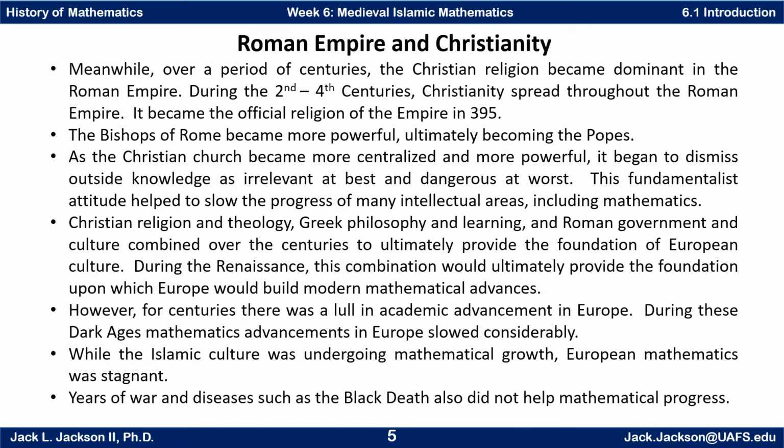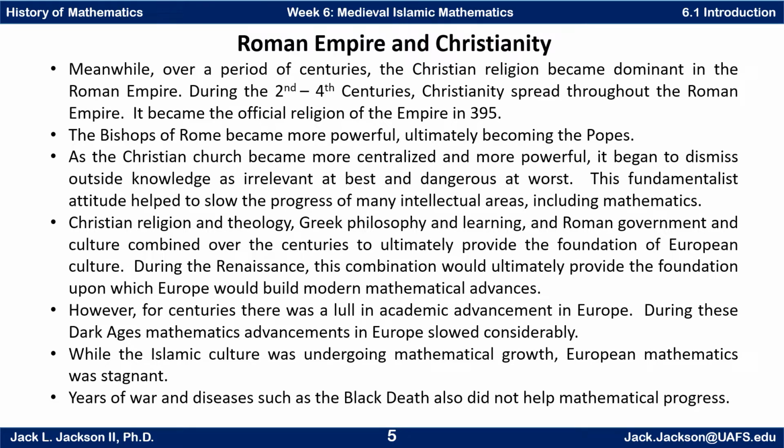Meanwhile, over a period of centuries, the Christian religion became the dominant one in the Roman Empire. During the 2nd to the 4th centuries, Christianity spread throughout the Roman Empire, and it became the official religion of the empire in 395. The bishops of Rome became more and more powerful, ultimately becoming the popes. As the Christian church became more centralized and more powerful, it began to dismiss outside knowledge as irrelevant at best and dangerous at worst. And once again, this fundamentalist attitude helped to slow the progress of many intellectual areas, including mathematics.